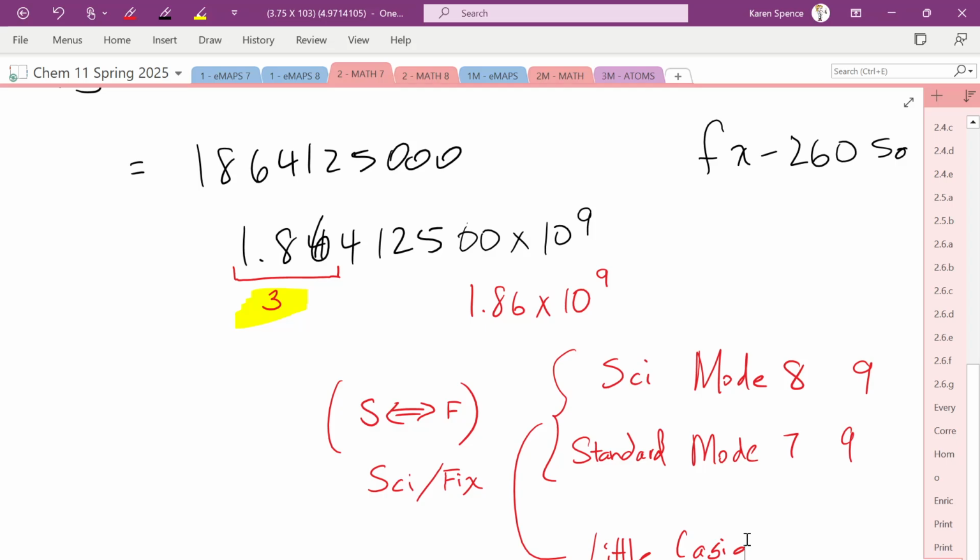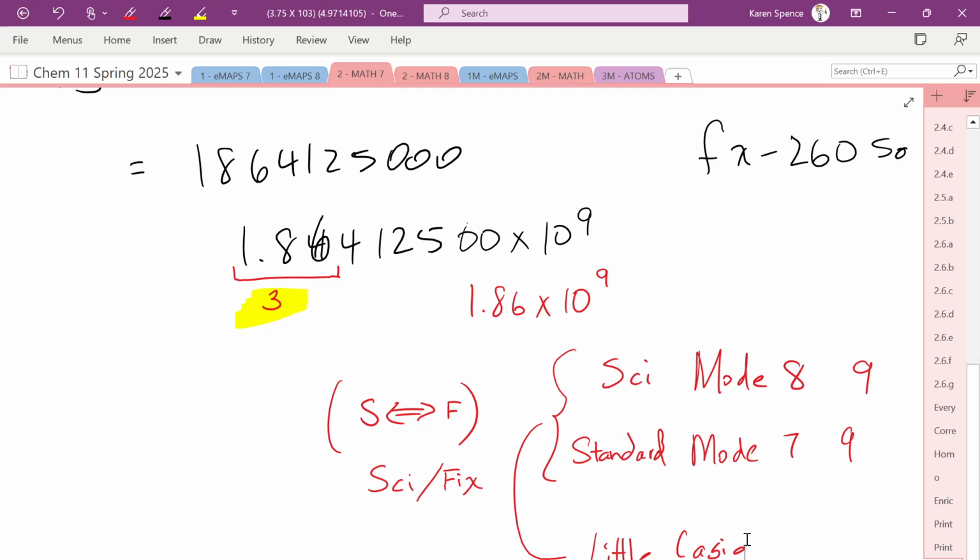Yep. That means, do you want 1 digit? Do you want 9 digits? I usually go with 9, then I can round it to whatever I need to. When I hit it, yeah.